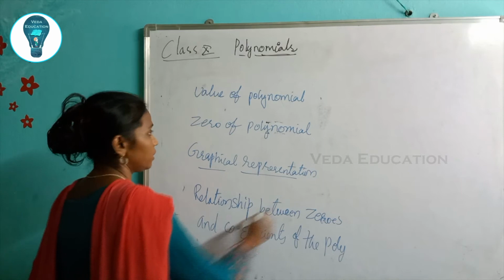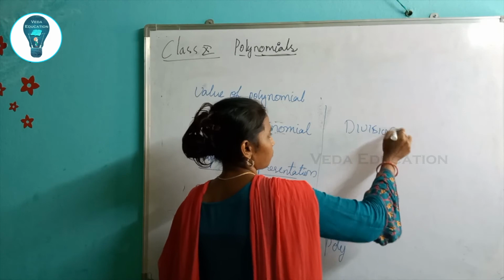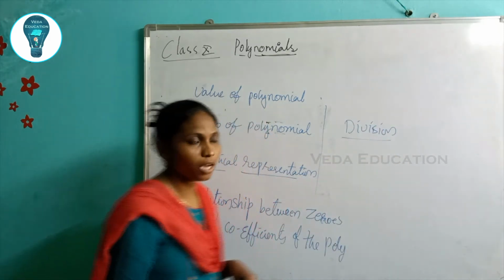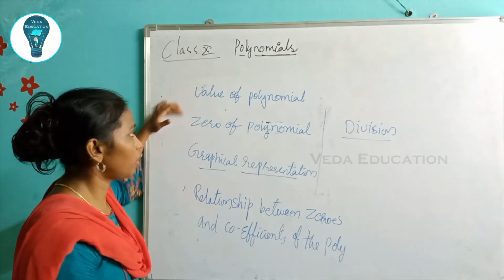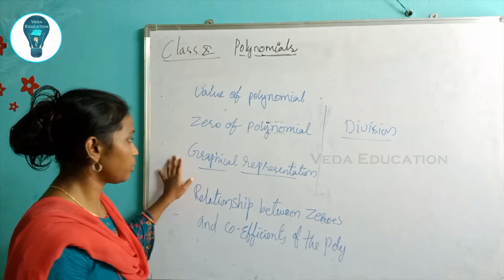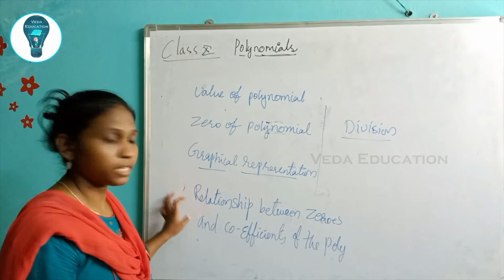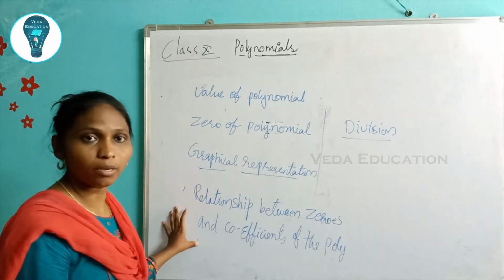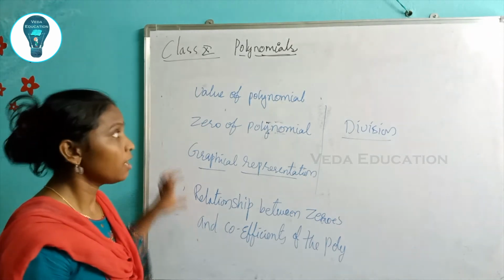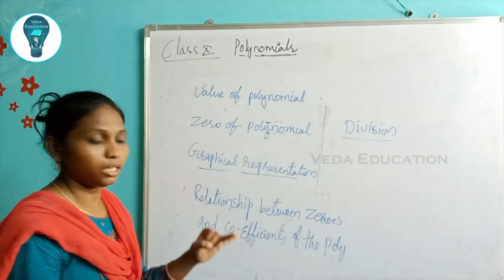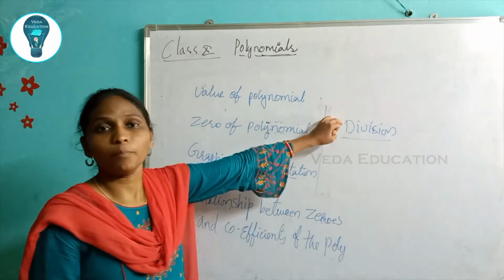And next topic is division. In this, we will discuss division algorithm and division process. So, the first exercise is based on value of polynomial and zero of polynomial, the second exercise is based on graphical representation of linear, quadratic and cubic polynomials, and the third exercise is the relationship between zeros and coefficients of the polynomial for quadratic, linear and cubic polynomials. In this, we will discuss mainly linear, quadratic and cubic polynomials, and they will ask division of polynomials.